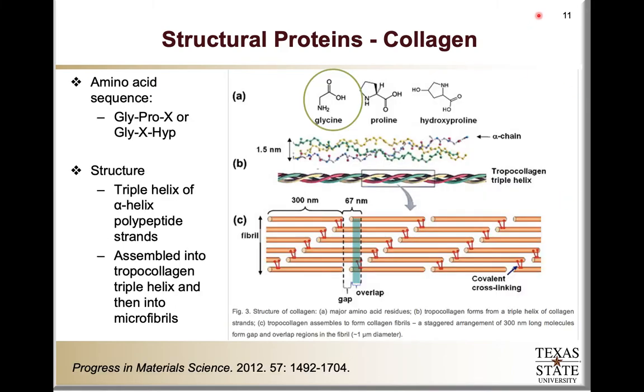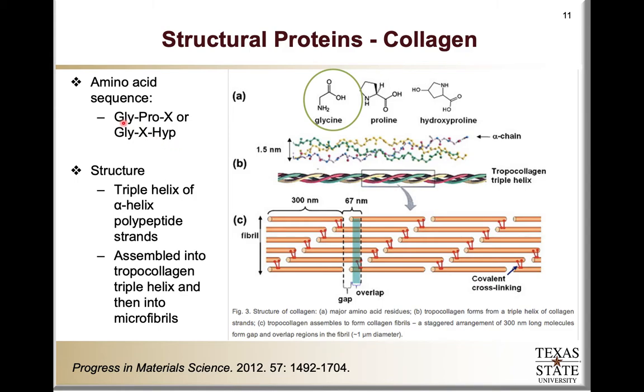All right, so we begin by looking at collagen. Collagen, as we said, is one of the structural proteins of the extracellular matrix. One of the most characteristic things about collagen is the frequency with which this sequence of amino acids appears in the collagen structure.